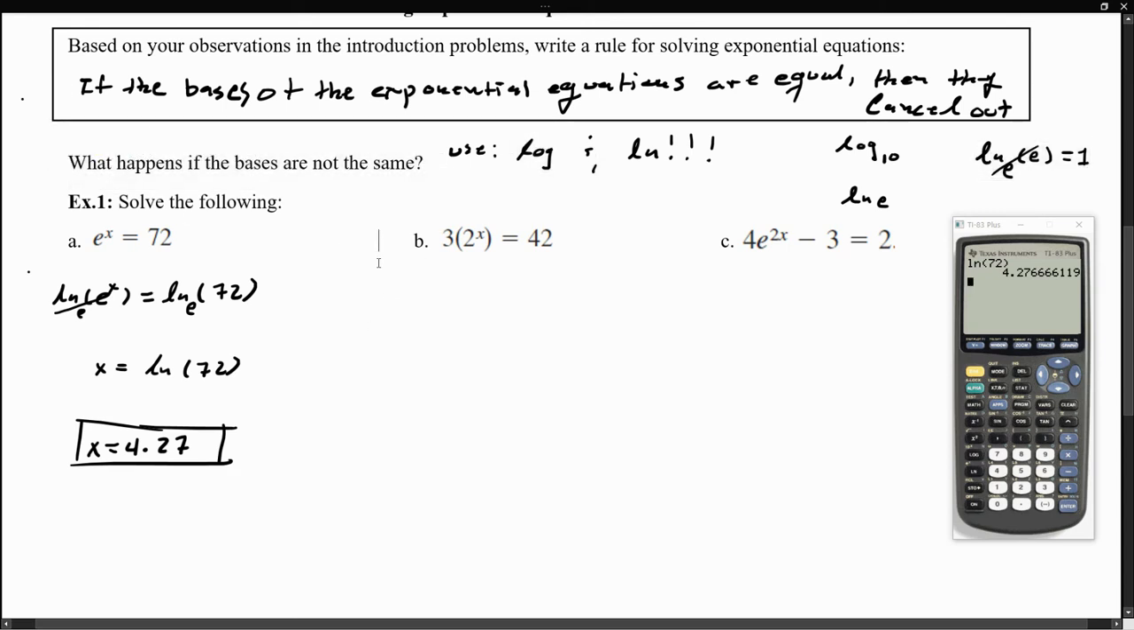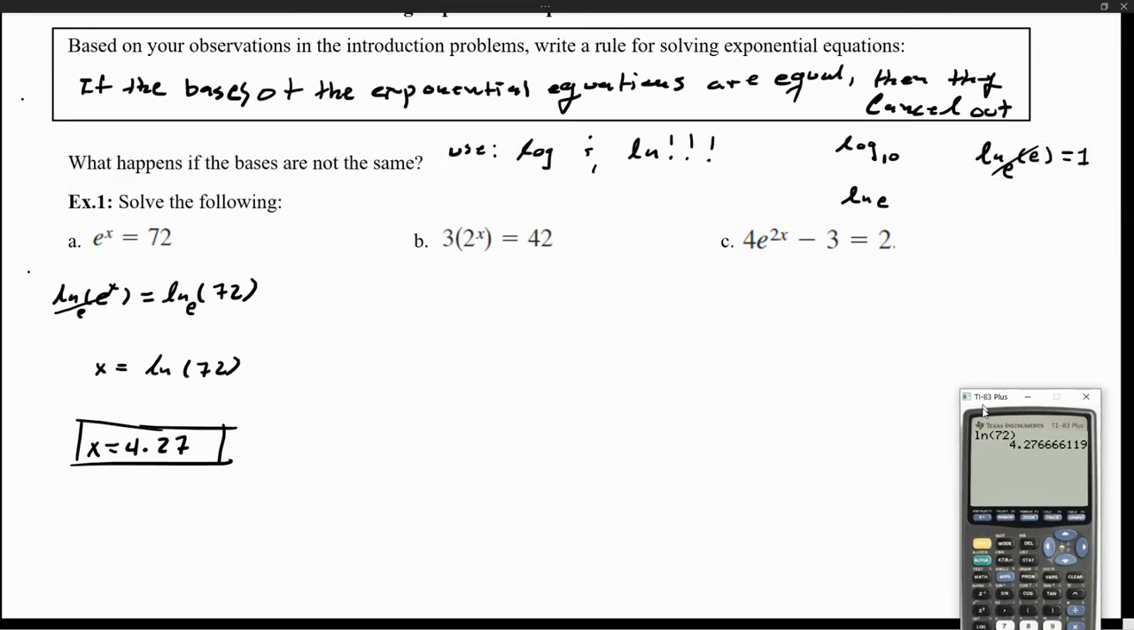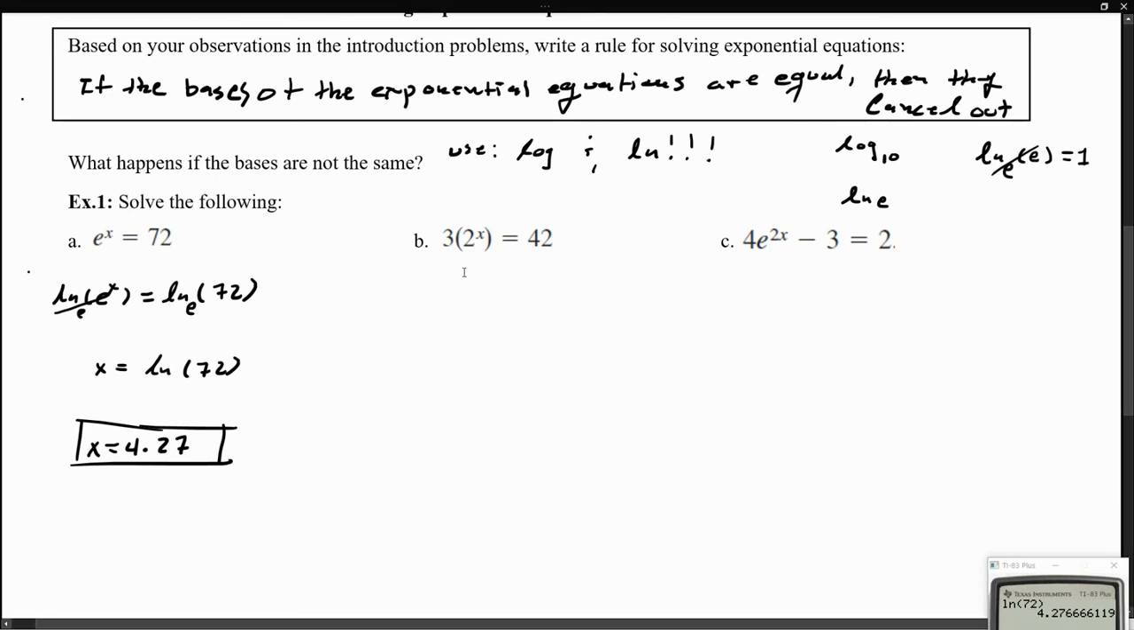But let's take a look at example B now. Example B. So how do we tackle problems where perhaps we have multiple things going on? Well, notice that before we took the ln of both sides, we wanted to make sure that the expression that has the variable that we're looking for is isolated, which in this case it is not. Notice that 2 to the x is not isolated. So the first thing we want to do is isolate the expression. So to do that, let me just divide by 3.